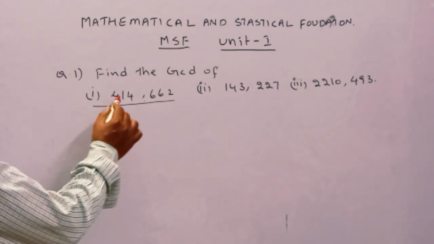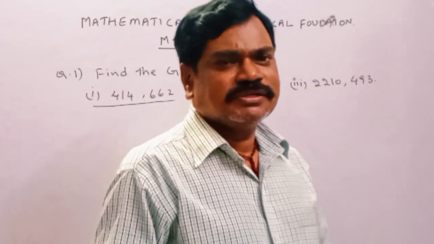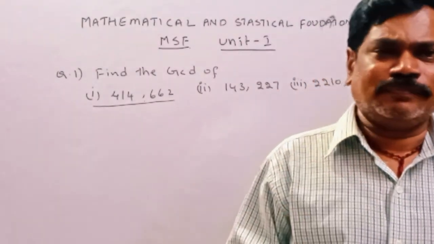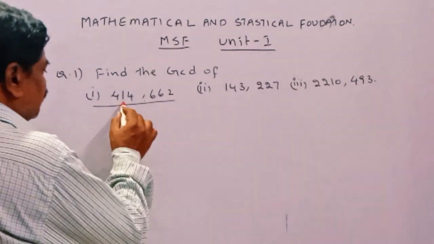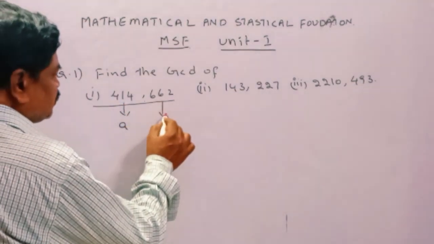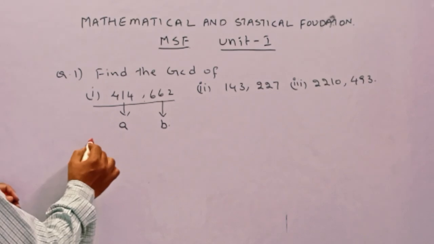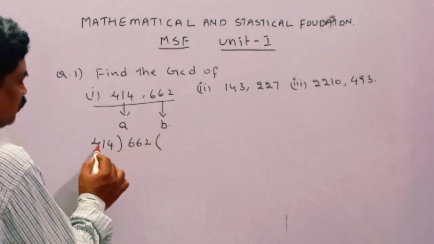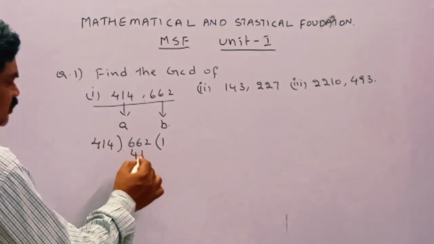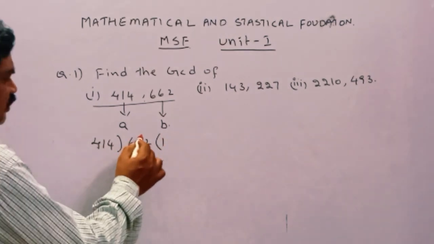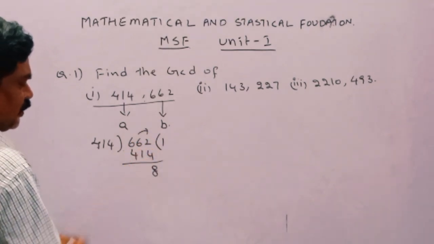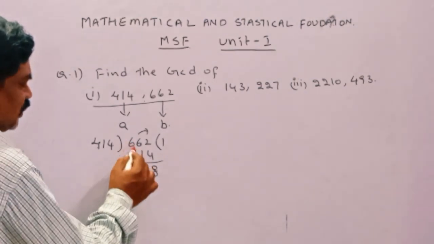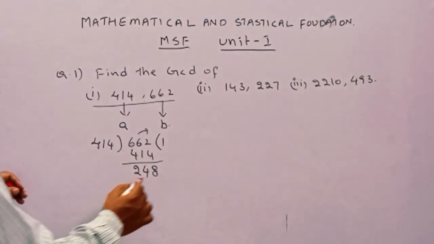To find the GCD, first we take the smaller value as A and the greater value as B. So this is the smallest value A, and this is the greatest value B. Divide 662 by 414: the quotient is 1, that is 414. Then 662 minus 414 gives the remainder 248.